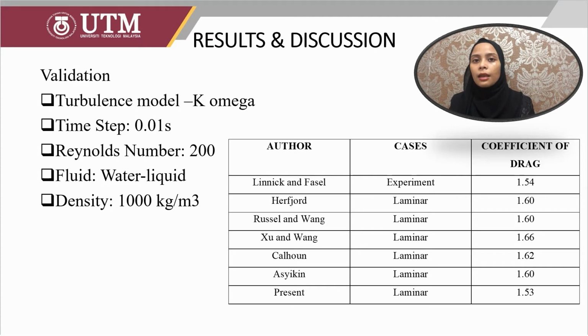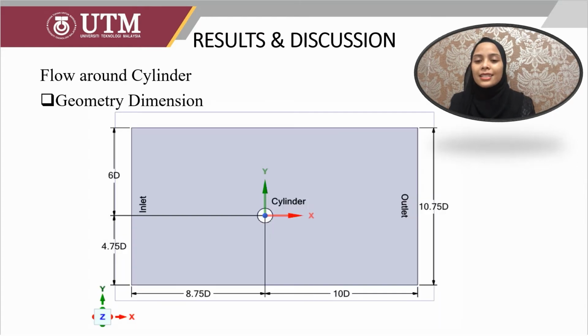It can be seen that the application of the k-omega turbulence model yields good agreement with previous studies. This is due to the capability of the k-omega model to capture the vorticity around the body. In this case, the cylinder is exposed to transient laminar flow at Reynolds number 200.